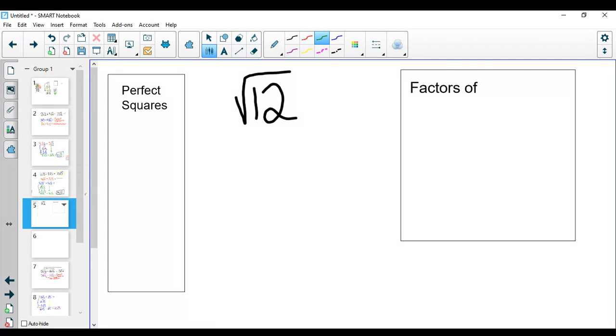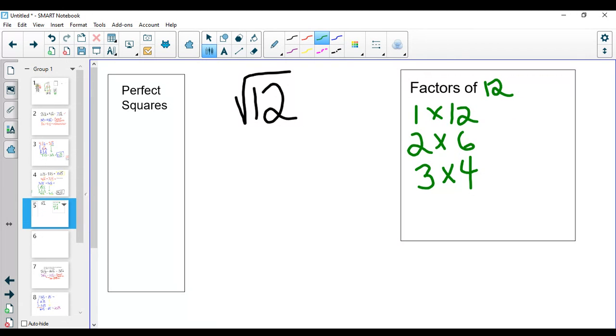What multiplies to give you 12? So the factors of 12 are 1 times 12, 2 times 6, and 3 times 4. All of those factors multiply and give you 12. But then what we want to do to simplify a radical is take out a perfect square.